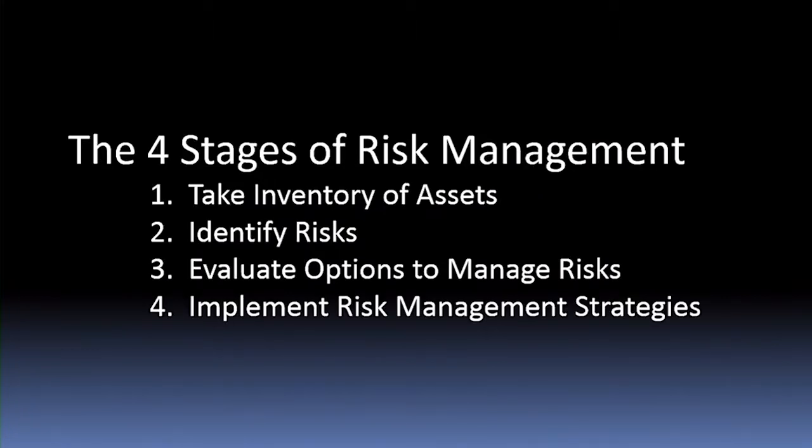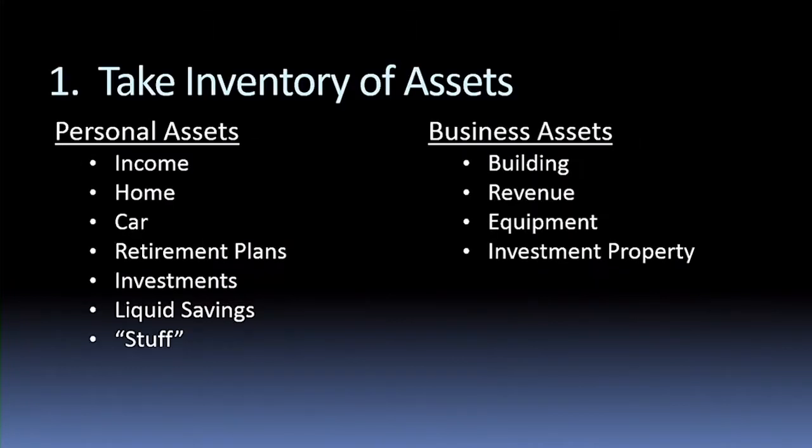Now, looking at the 4 stages of risk management, we're going to go through these. We're going to mainly focus on number 4 today. But number 1, taking inventory of assets. Number 2, identifying the risks to those assets. Number 3, evaluating the options to manage those risks. And number 4, implementing the strategies to make sure that those risks don't pose a threat to your financial future.